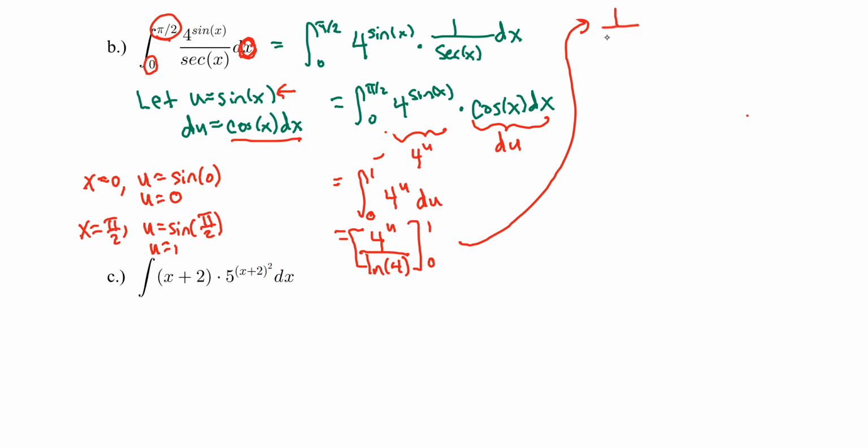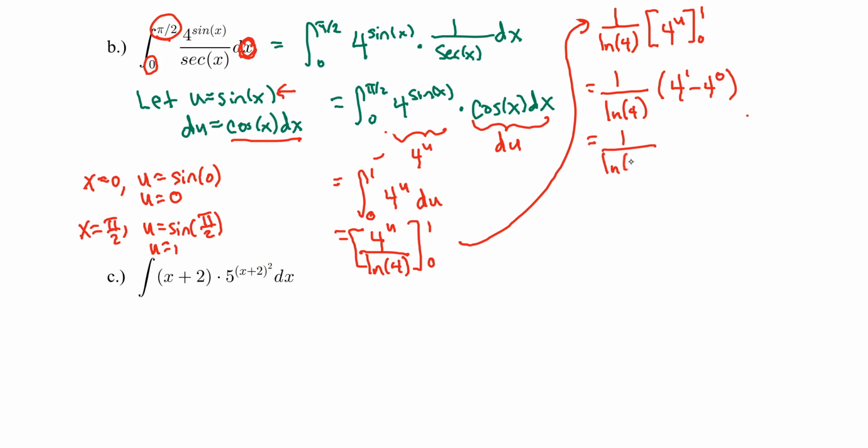So if you prefer, you can factor out the 1 over natural log of 4, and then simply evaluate 4 to the u from 0 to 1. So plugging in our upper limit of integration, we have 4 to the first. Now plugging in our lower limit of integration, we have 4 to the 0th power. From here on out, the rest is just arithmetic. Notice 4 to the 0th power is 1, and 4 minus 1 is 3. So we end up with 3 divided by natural log of 4. And of course, that is the exact value.